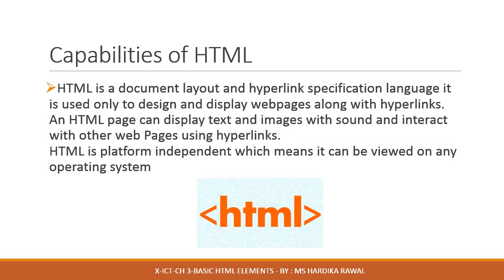Let us see some capabilities of HTML. HTML is a document layout and hyperlink specification language. It is used only to design and display web pages along with hyperlinks. An HTML page can display text and images with sound and interact with other web pages using the hyperlinks. HTML is platform independent, that is, it can be viewed on any operating system.